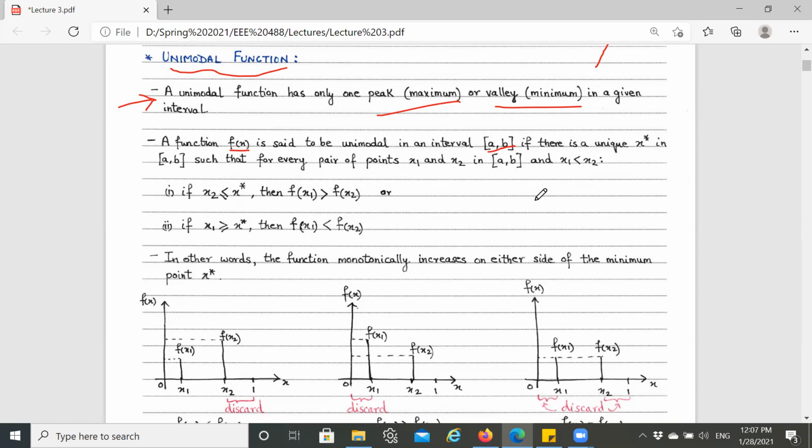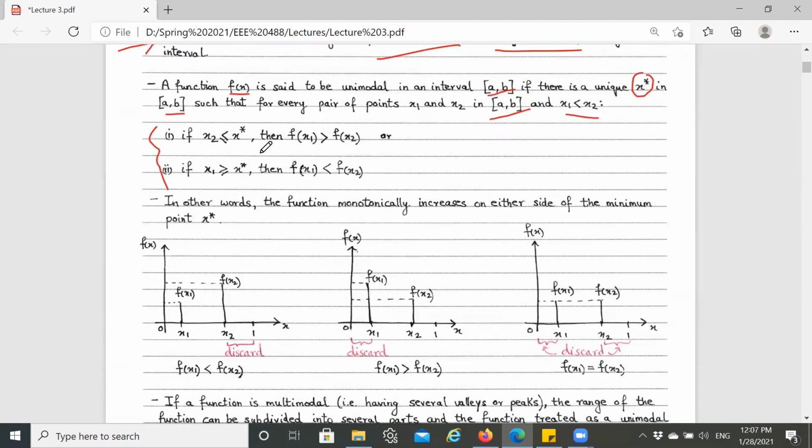A function f of x is said to be unimodal within this interval if there exists some point x star in this interval such that for any two points x1 and x2 that I take in this interval, where x1 is less than x2, these two conditions always hold. Okay, so do you agree with these two conditions? Is it clear?